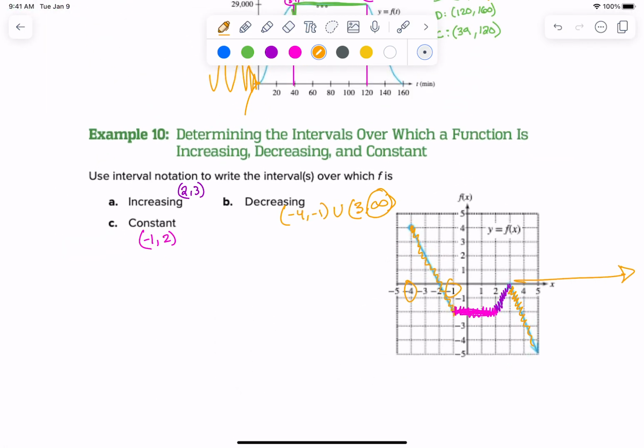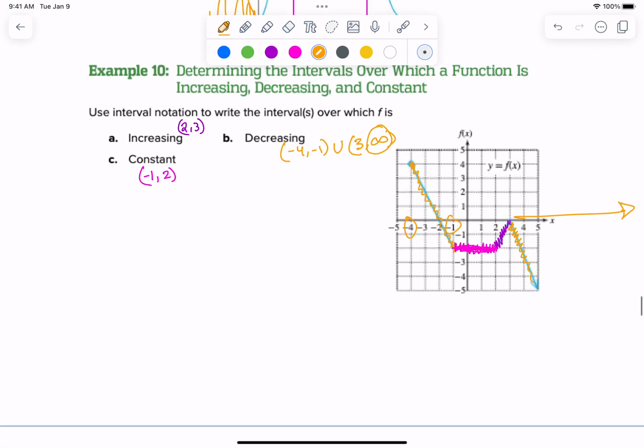Okay? Happy with that? Yeah, it's a y coordinate spot, but it's not an x coordinate. Very good. Okay, all right, that's it.